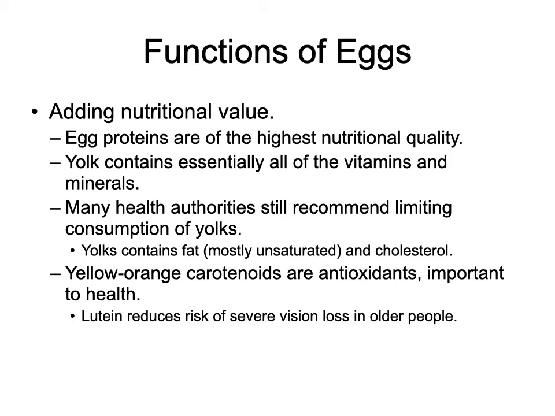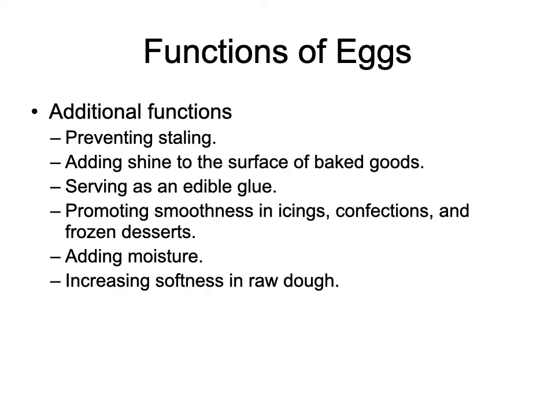Eggs add nutritional value. They have lots of nutrition in them. They have protein, they have fats, they have good vitamins in them, minerals. Carotenoid pigments are antioxidants. So there's a lot of good things that are in eggs. And because they contain a lot of moisture and they bond with other things and help to form a good structure, they do a lot of other things as well. They help reduce the chance of staling because they help hold moisture in.